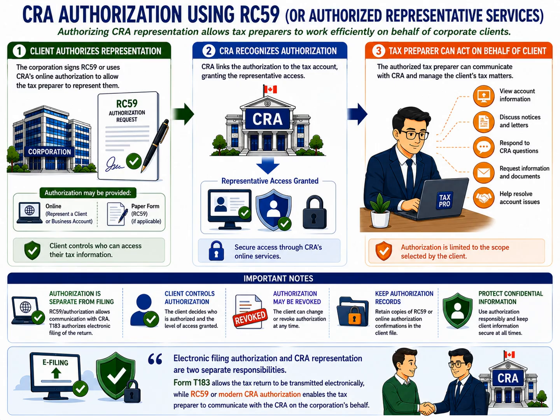One does not replace the other, and depending on the services being provided, a tax preparer may need one or both authorizations. The key takeaway is simple. Before interacting with the CRA on behalf of a corporation, ensure that proper authorization has been granted. At the same time, remember that electronic filing requires its own separate authorization through Form T183. Understanding these two authorization processes helps protect client privacy, ensures compliance with CRA procedures, and allows tax professionals to provide efficient and trustworthy corporate tax services.